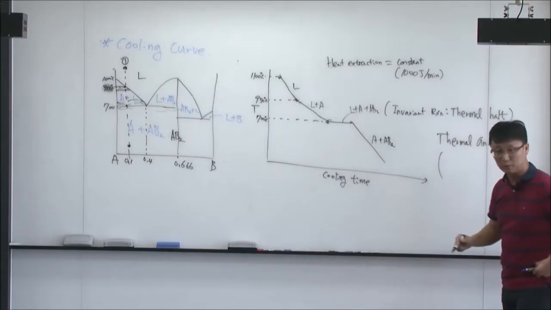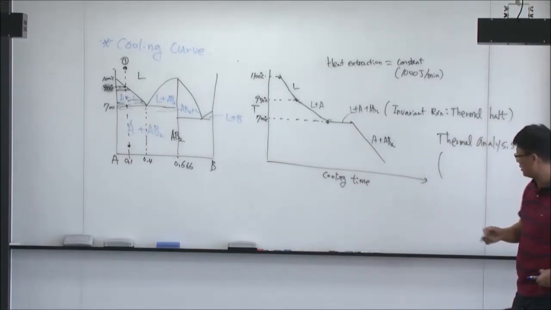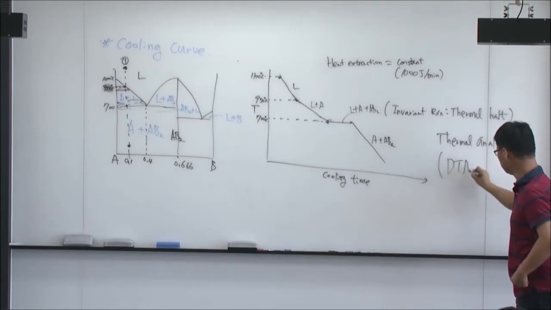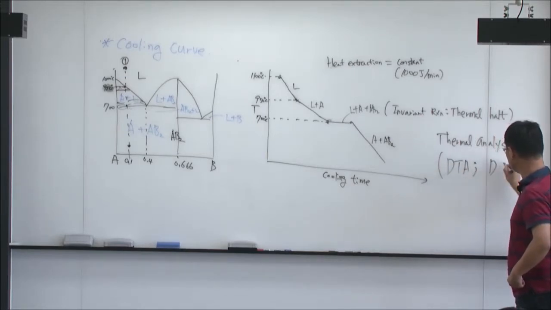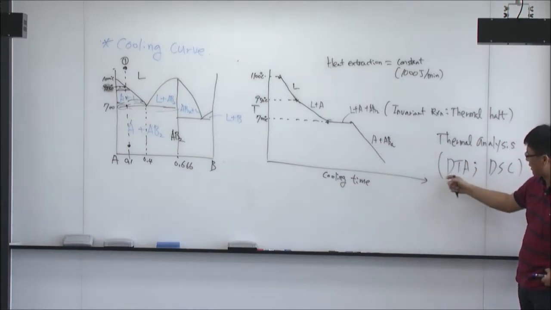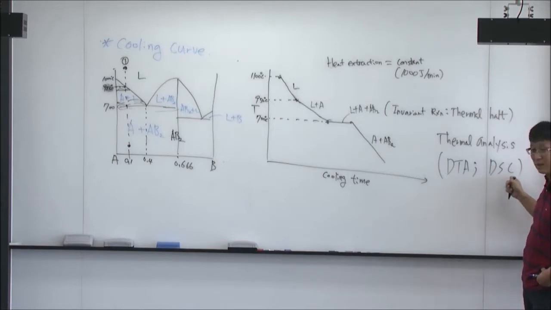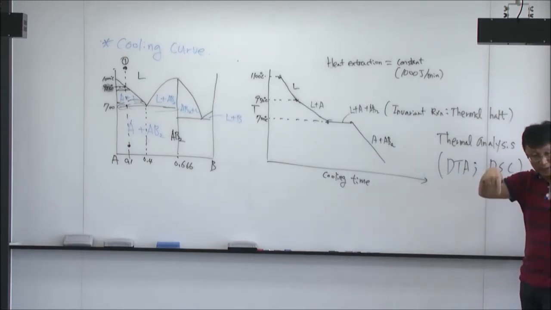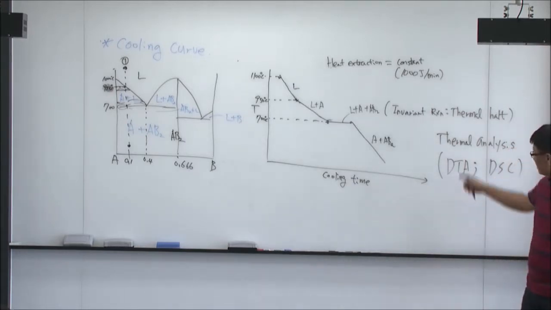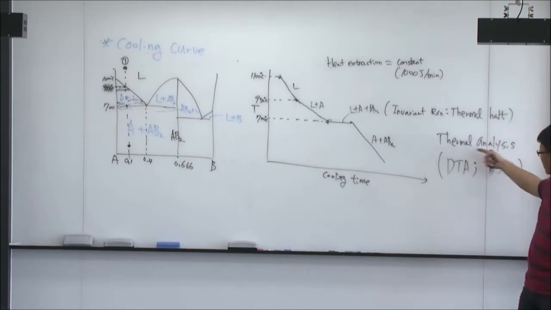Exactly the same type of technique is still used in recent years, called DTA or DSC. DTA is differential thermal analysis, and DSC is differential scanning calorimetry. Both measure the temperature change of the sample during cooling or heating. So this is one of the techniques for thermal analysis.